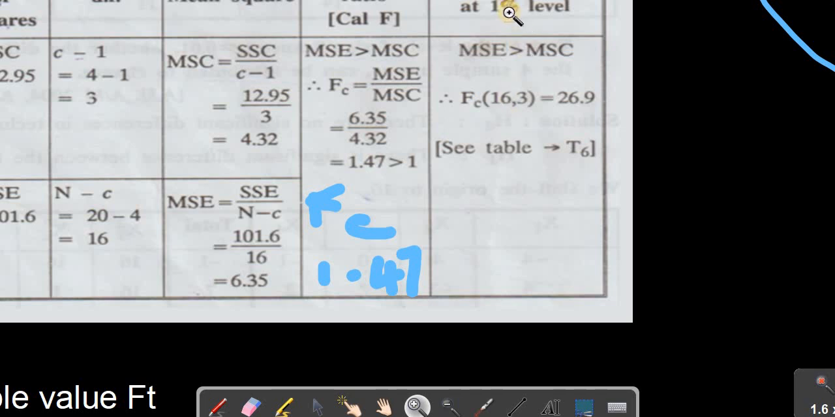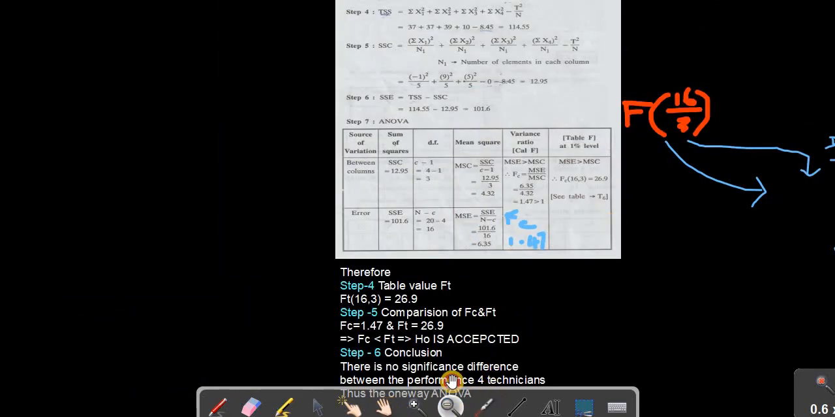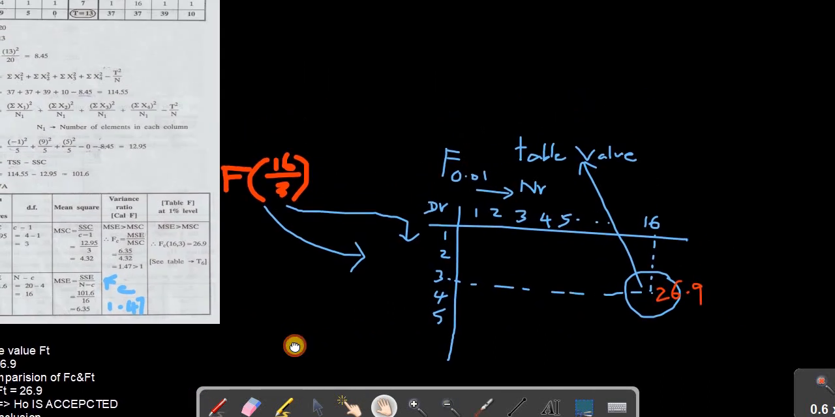The level is 1%. Okay. Now look at how to find out the table value. I will explain it now. In your statistical tables, the F table will be given separately for the 0.01 level as well as the 0.05 level. Okay, two levels will be given. But here we are taking only the 1% level, therefore 0.01.